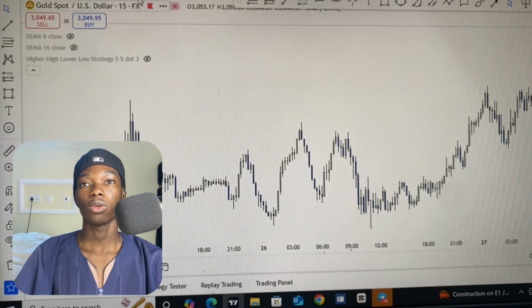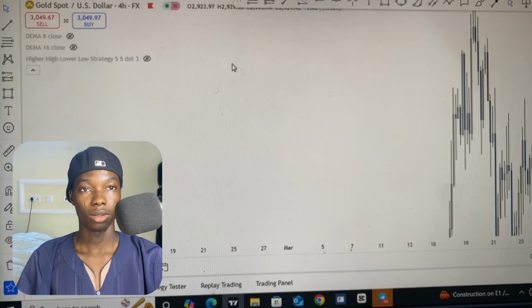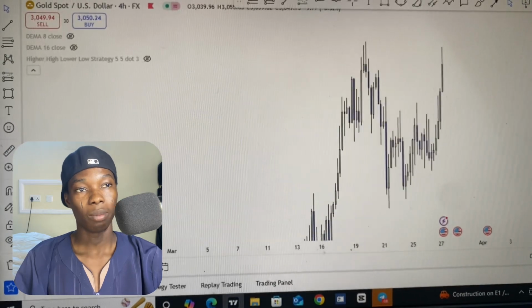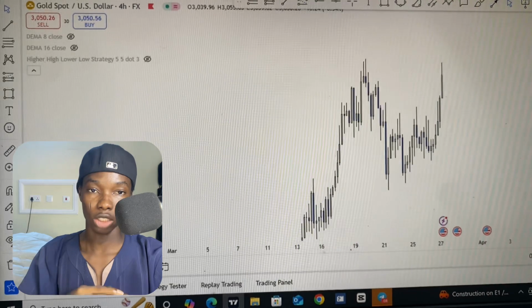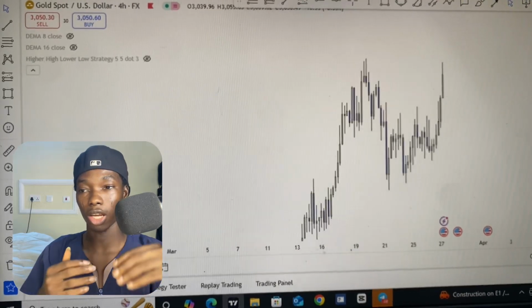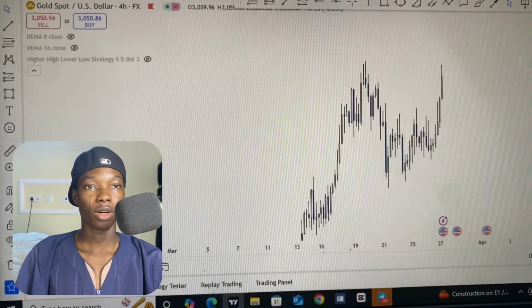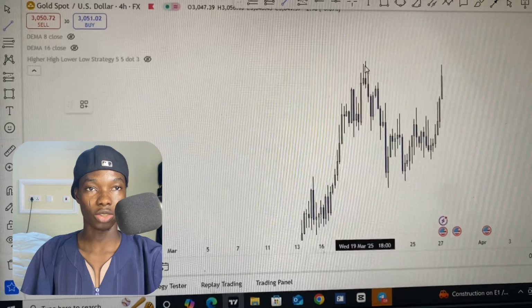So going to the 4 hours time frame, that is where my analysis begins. That is where I start analyzing the market. That's where I look for my bias. That's where I know the direction of the market and what the market is likely to do in the next hours. So going to the 4 hours time frame, you can see before this buy, we have a trend line.